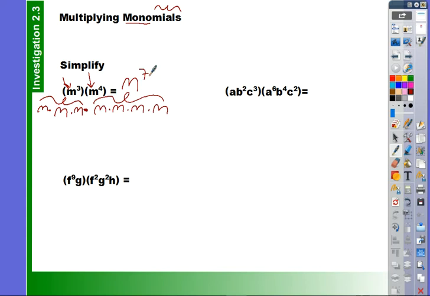Now, is there an easier way to do this other than expanding these? And the answer is going to be yes. Grace? You just add the exponents? I just added the exponents. So this brings me to my rule.